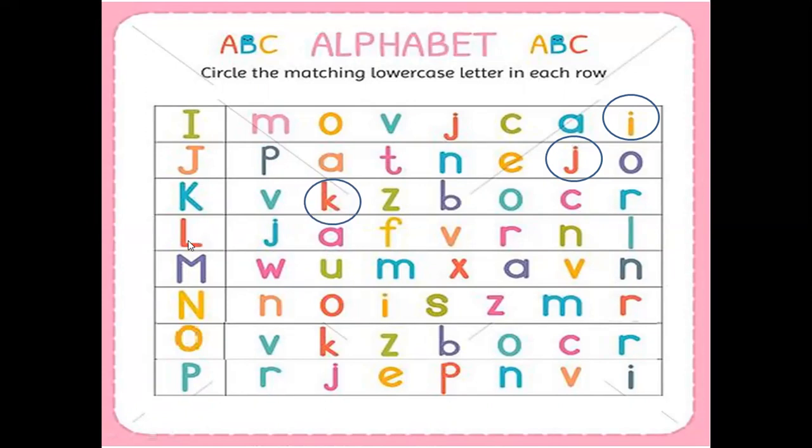Now let's find out L. Where is letter L? L is just like a one, small letter, just like a one. So where is it? It is just here. Now M. Where is M? Here is M. Yes, well done. Now N. Where is letter N? This is letter N. No, this is S. No, this one is I and this one is O and this one is N. Very good.